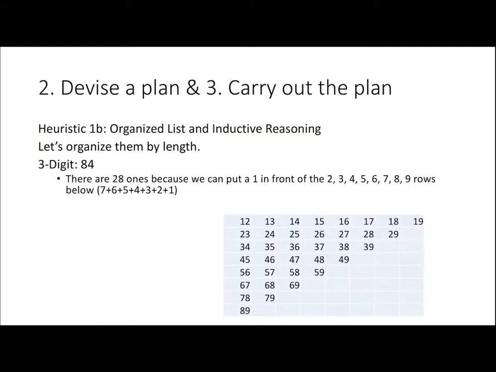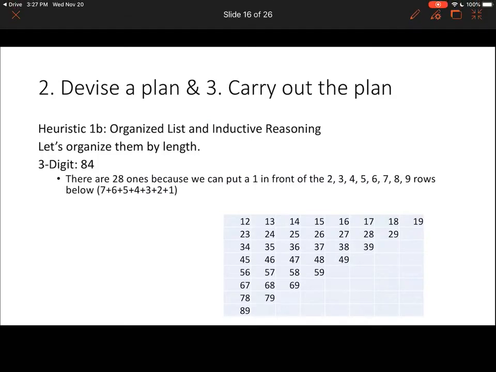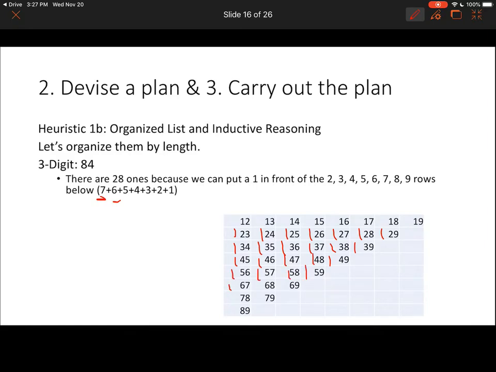Now, if I want to get to 3-digit numbers, I can look at what three-digit numbers would start with 1. Starting from my list here, I could put 1 in front of all of these 2 numbers, giving me 7 new that start with 1. 1 in front of all the 3s, so 6 more, 5 more, 4 more from the 50s, 3 more from the 60s, 2 from the 70s, 1 from the 80s. So there's 28 new ones that start with 1 in 3 digits.